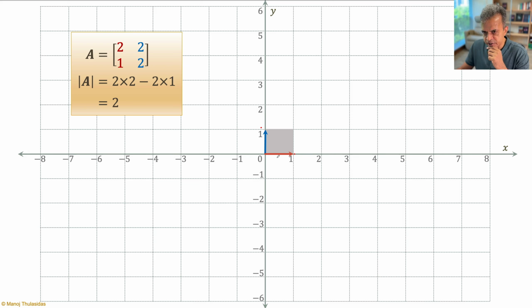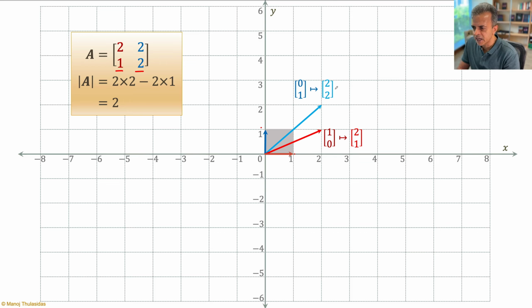So my red vector is my first unit vector. The blue vector is the second unit vector. Now, the first unit vector, 1, 0, will go to 2, 1. So that's the bright red vector. Then the second unit vector will go to 2, 2. That is my bright blue vector. And now let's look at these two transformed vectors.